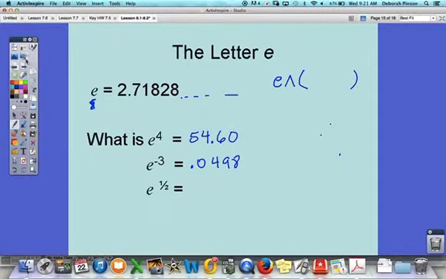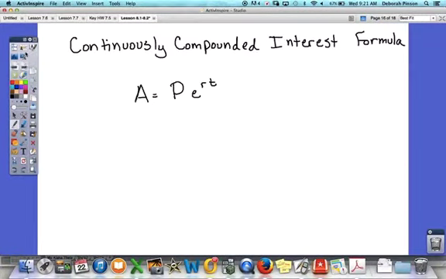Okay, now the main place that we will use this formula, or this letter, is in this formula right here. Usually it's called the PERT formula, but this formula is when you're talking about interest that's continuously compounded. Now, here's what that means.